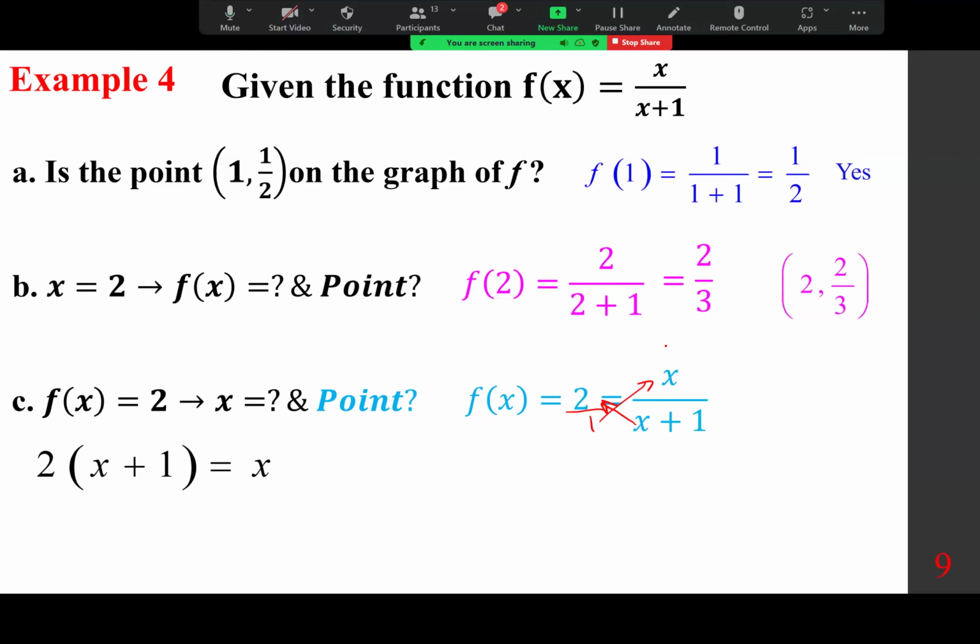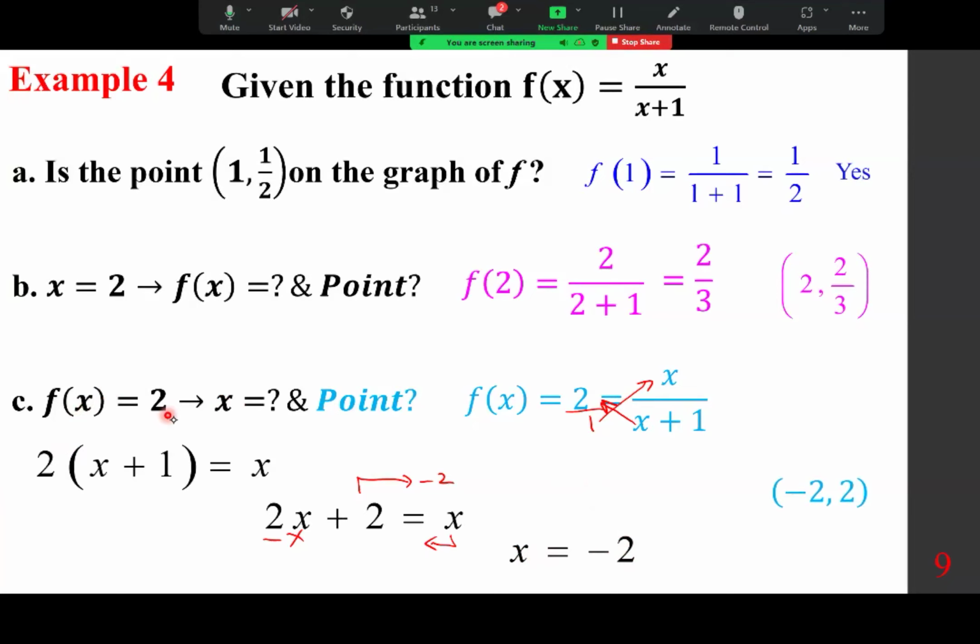When we distribute, we get 2x plus 2 on the left side. We move things around, and we get x equals minus 2. So the pair x comma y has the coordinates negative 2, y or f of x is 2. So that's the pair. Pretty straightforward, everybody.